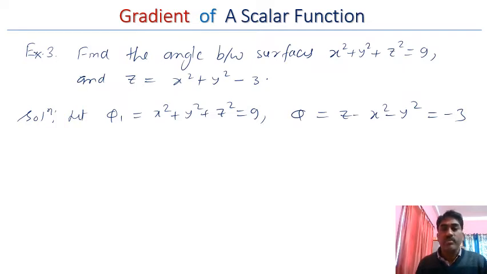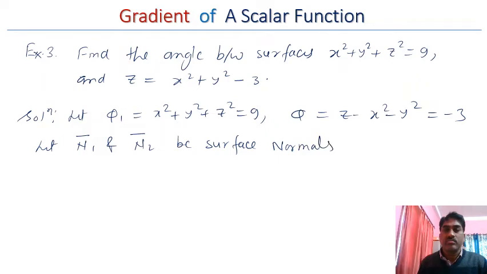So we know the formula for the normal: grad phi is normal to phi. So we will find gradients, meaning normals. Let n1 and n2 be the surface normals to phi1 = 9 and phi2 = −3 respectively. Then find grad phi1 and grad phi2.